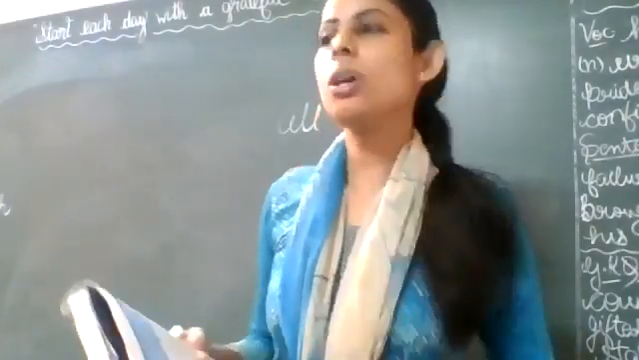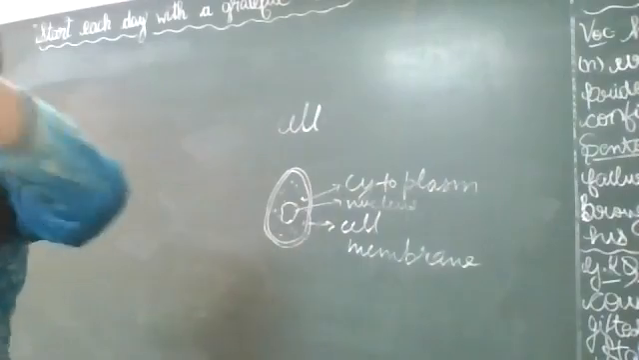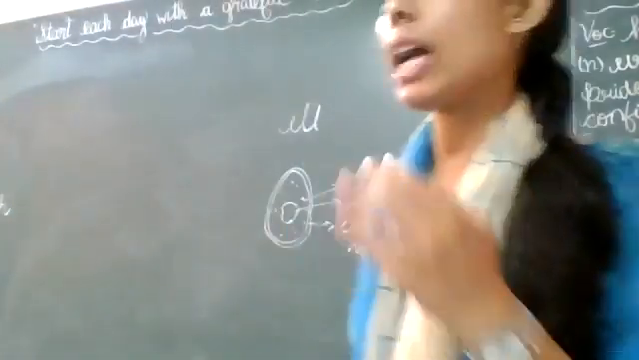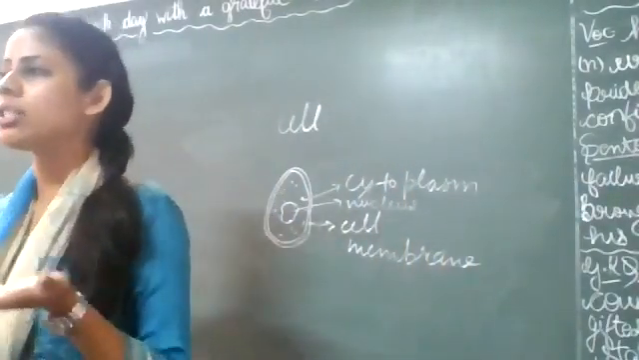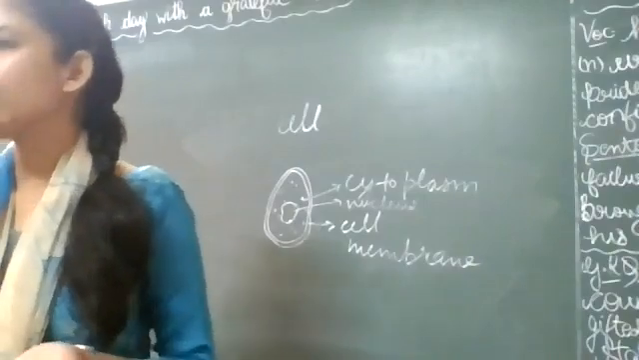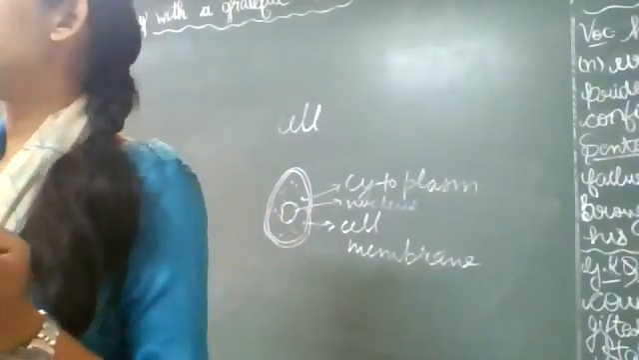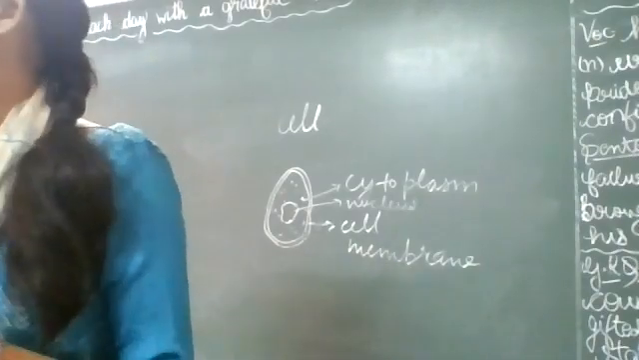So plants take carbon dioxide with the help of tiny pores. The tiny pores that are present on the underside of the leaf are called stomata. Clear? So what is the function of stomata? Yes, it helps in the exchange of gases. Clear?